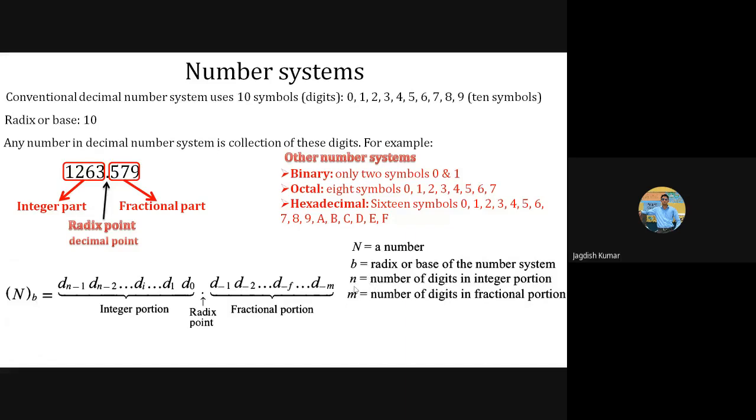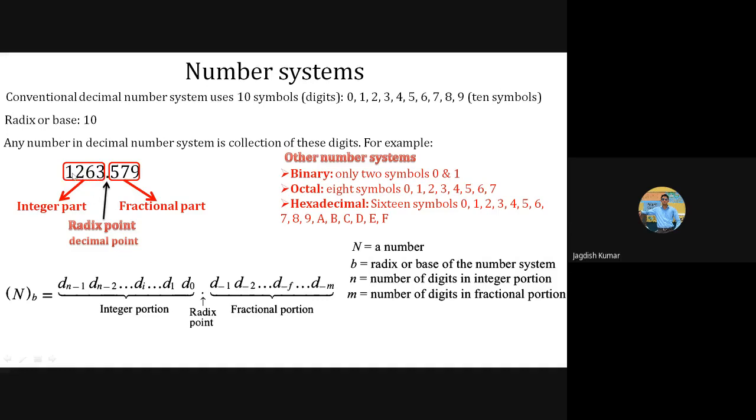Try to see the integer part now. These digits go from 0, 1, then 2, 3, and so on, all the way up to n minus 1. How many digits are there in the integer part? Anshul is asking about hexadecimal; I'll talk about it, but let us first come to this part. So we have total n digits in the integer part. For example, what is n here? It is 1, 2, 3, 4.